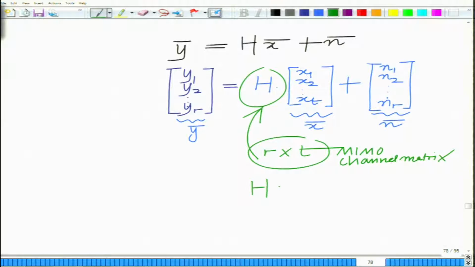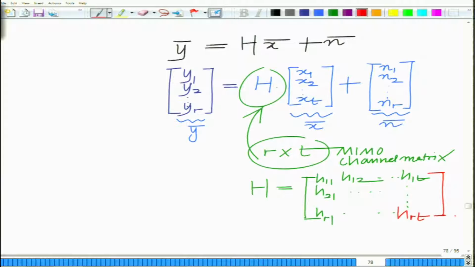And for this MIMO channel matrix, you have the coefficients H11, H12, H21, and so on. The last row, first column will be HR1, the first row, last column will be H1T, and finally the last row, last column will be HR comma T. So, Hij is the channel coefficient between the ith receive antenna and the jth transmit antenna. Let me just write that.